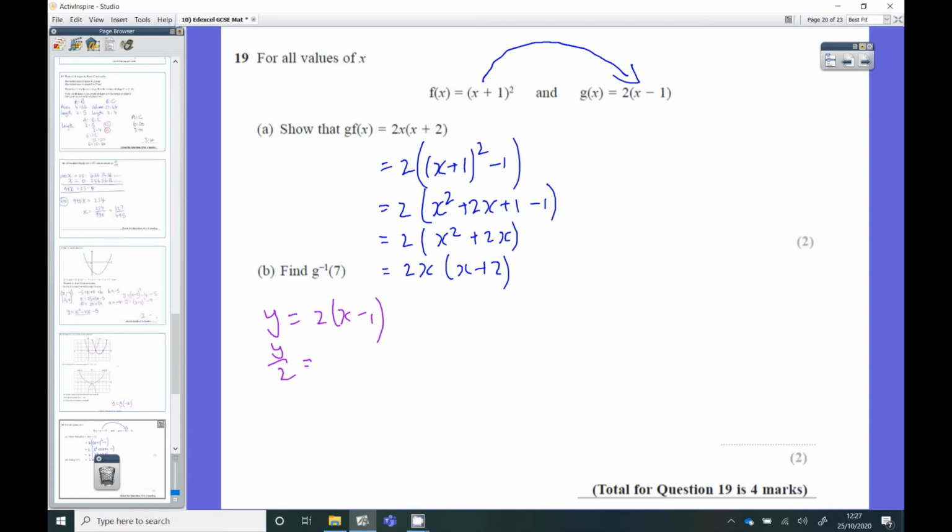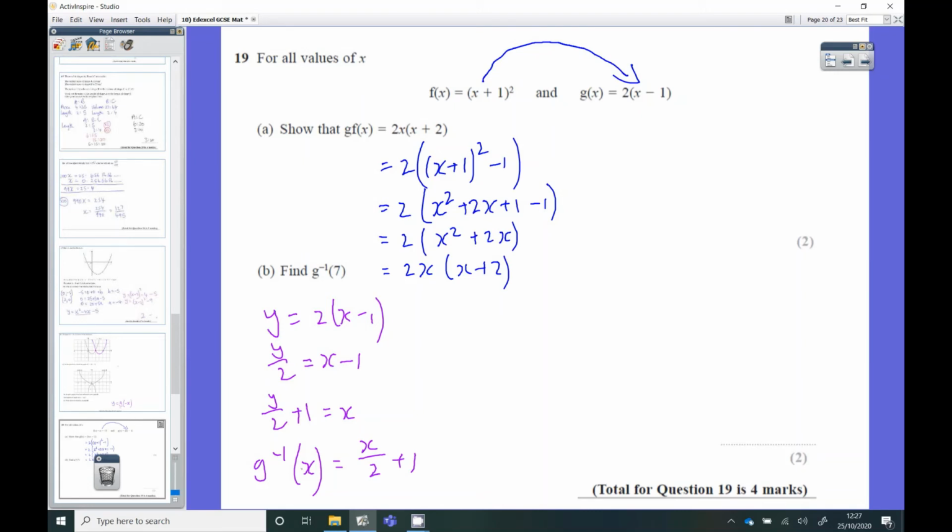And then add 1. So we have gone and changed the subject here, but remember y is something that we've artificially introduced. So our inverse function, we replace that y with an x. So that equals x over 2, add 1. And remember what this machine does.